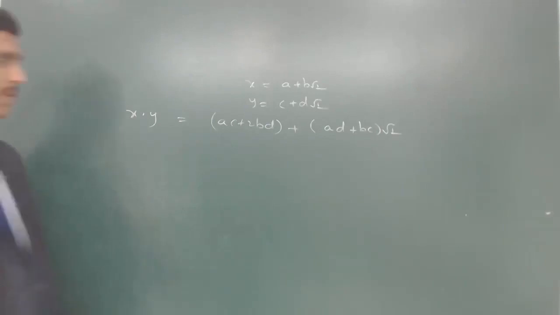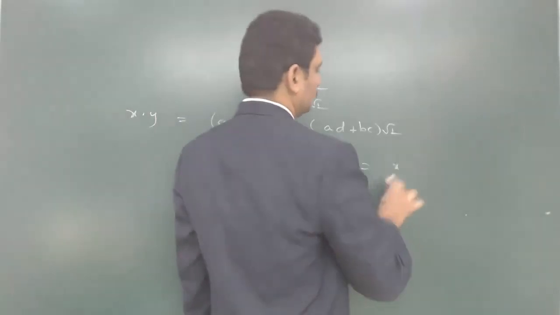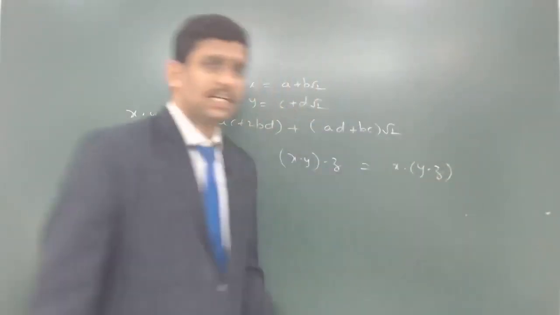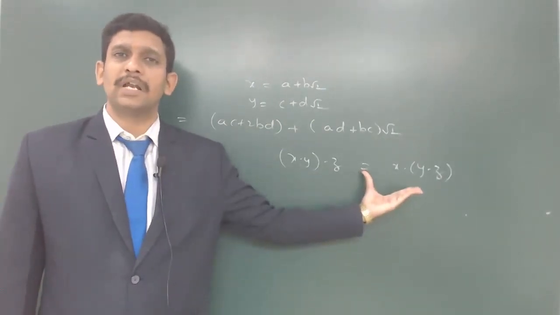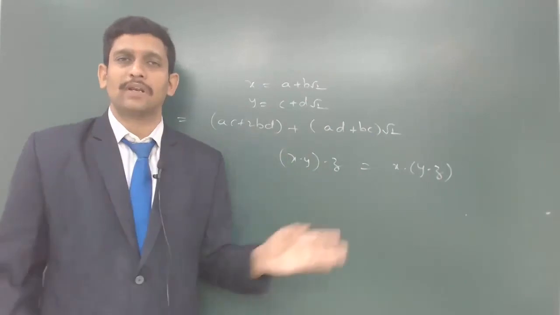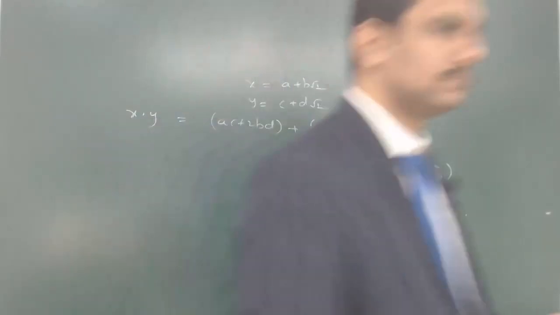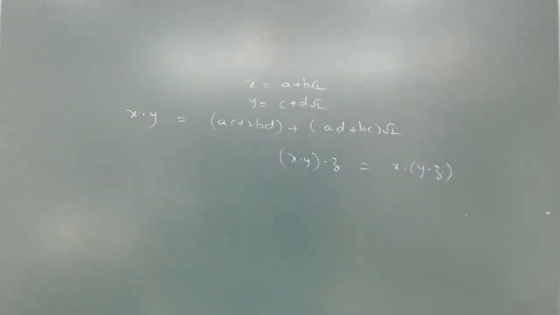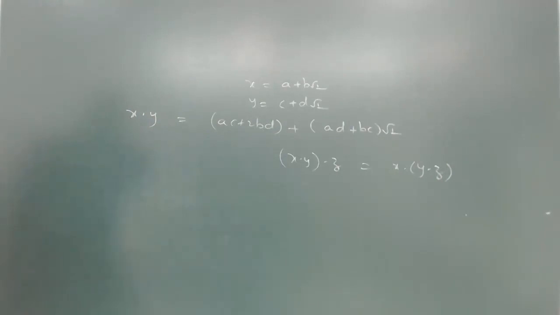Now, coming for associative property, I leave this thing for you. I say that you have to calculate LHS separately and RHS separately and make sure that these two are equal in the result. That we have to verify. Fine. So please check that, verifying the associative property there.